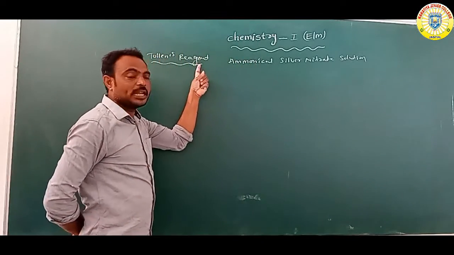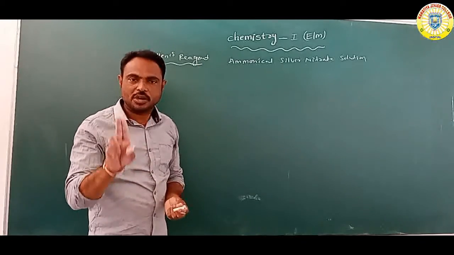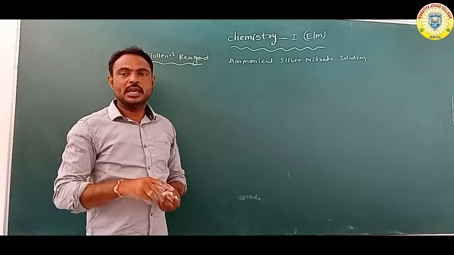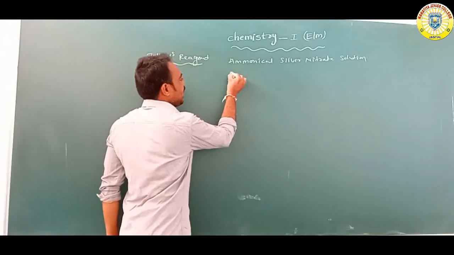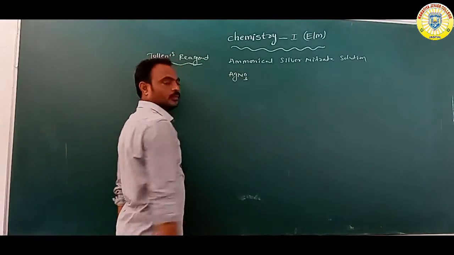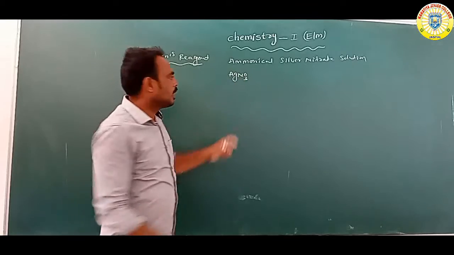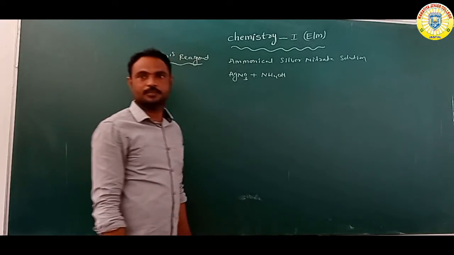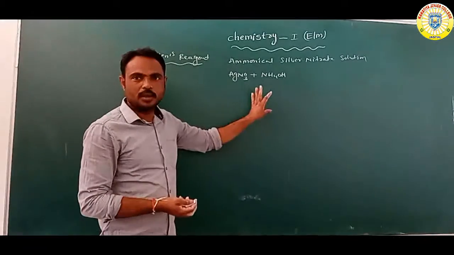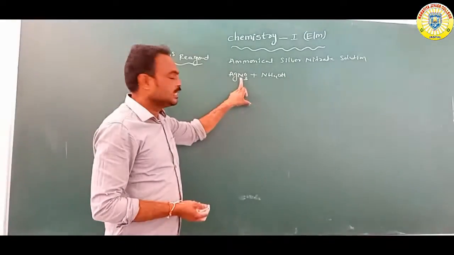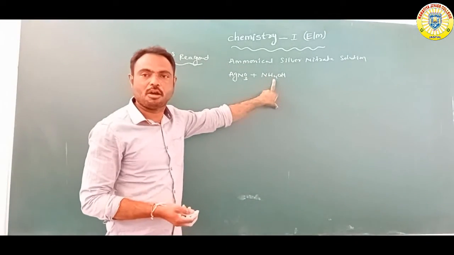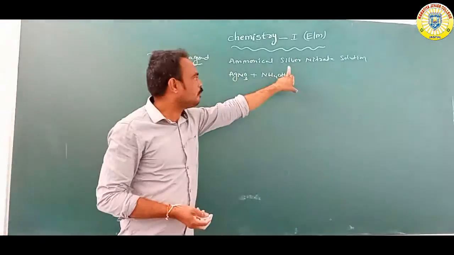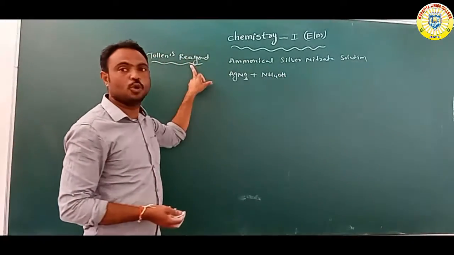This Tollens reagent is the mixture of two compounds. Number 1, AgNO3, silver nitrate, and next one, NH4OH, ammonium hydroxide. The combination of silver nitrate and ammonium hydroxide is called ammoniacal silver nitrate. This ammoniacal silver nitrate solution is called Tollens reagent.